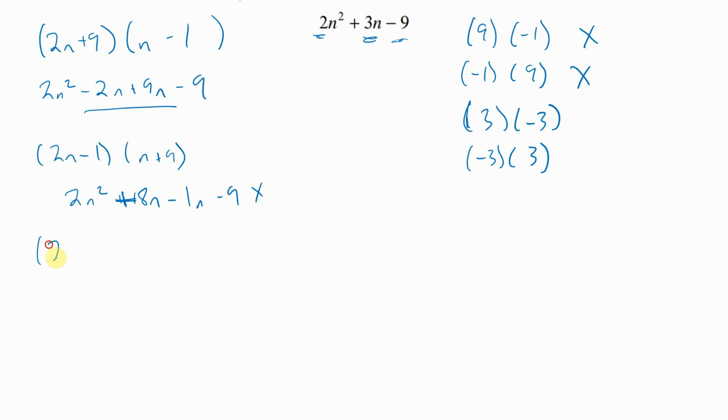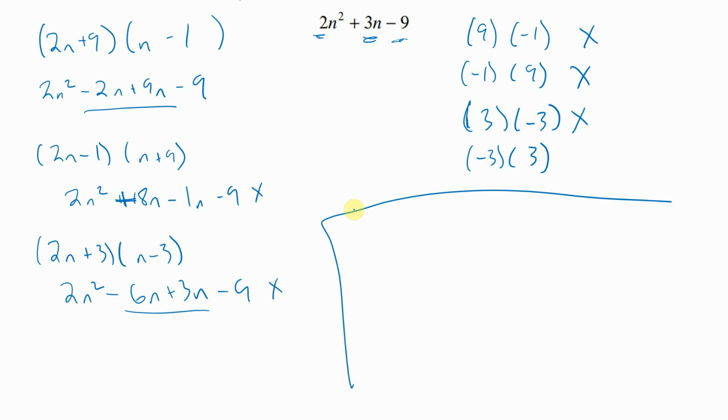Try the next one. 2n plus 3 and minus 3. Remember, I'm just plugging these numbers in for my factors, right? So that'll give me 2n squared minus 6n plus 3n. Well, that's not that bad. -6 +3 will give me -3n. Almost, but not quite. But hey, that pretty much tells me what the answer is going to be, right? So I'll just box it off over here. It's going to be 2n minus 3 and plus 3.